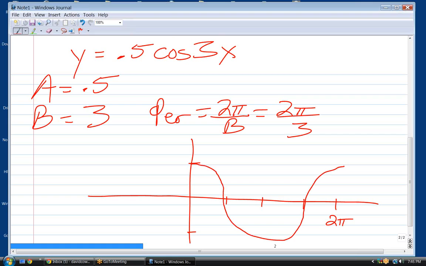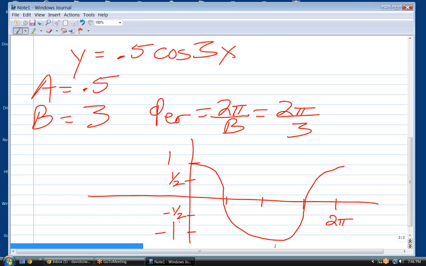The consequence of A being 0.5 means what? That would be a vertical shrink by 1/2. Yeah, so it's going to go from 1/2 to -1/2.